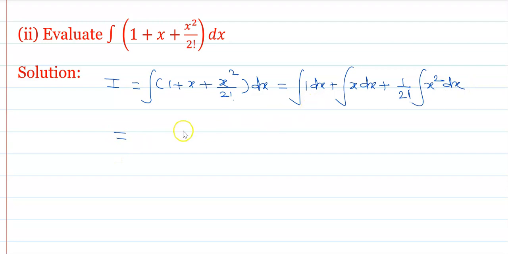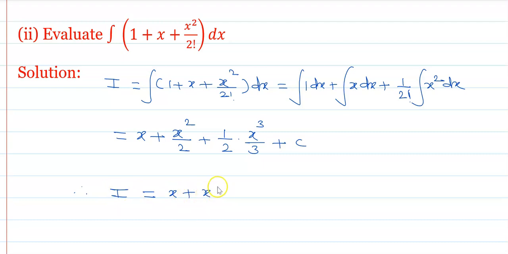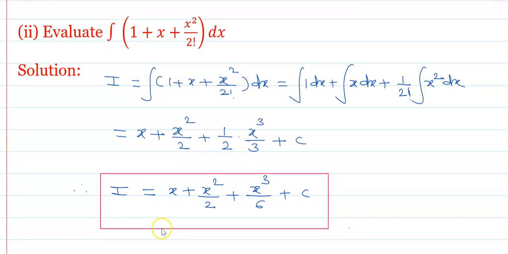Now here integral of 1 dx is x. Integral of x is x square upon 2. Integral of x square is x cube upon 3. First here 1 upon 2 factorial means 2, and x cube upon 3 plus c, and hence the answer: I is equals to x plus x square upon 2 plus x cube upon 6 plus c. Okay, and this is the answer. I is equals to x plus x square upon 2 plus x cube upon 6.